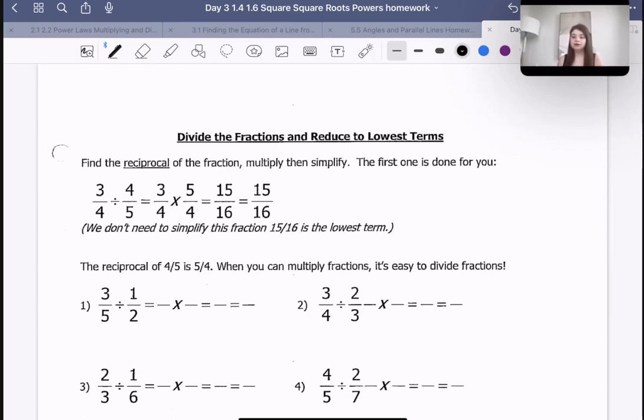Okay. It says here, the reciprocal is 4 over 5, 4 over 5 is 5 over 4. When you multiply fractions, it's easy to divide fractions. And what they mean by that is dividing fractions on its own is tricky, but if we just remember that we can multiply and just take the reciprocal, it makes it a lot easier. And so that's how we're going to do it today. Okay, so here's the first one.